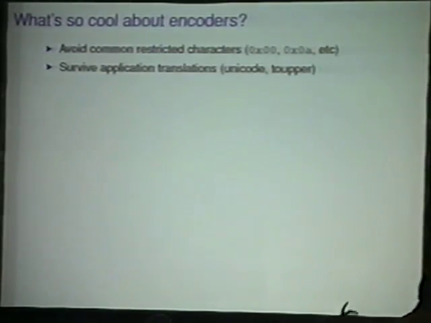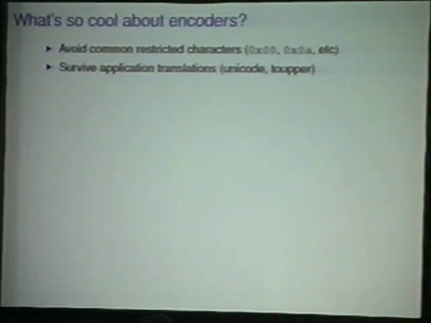Just as we were saying, what's so cool about encoders is that now you can avoid restricted characters in your payload. You don't have to worry about having a null byte in your payload. Yes, having a decoder stub prefixed in front of the payload makes it a little bit bigger, but oftentimes that's negligible, so you don't need to worry about it. So that's one of the big bonuses.